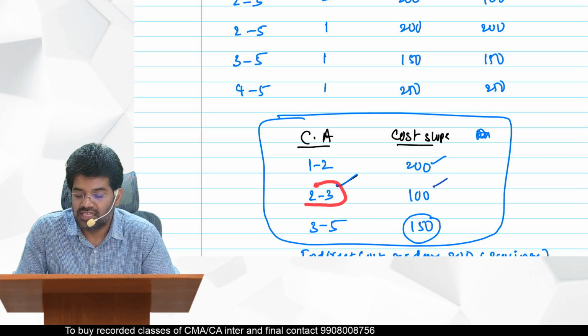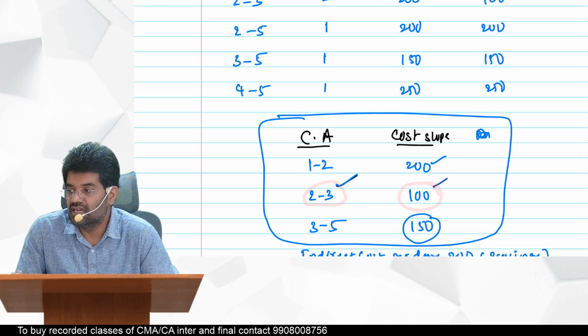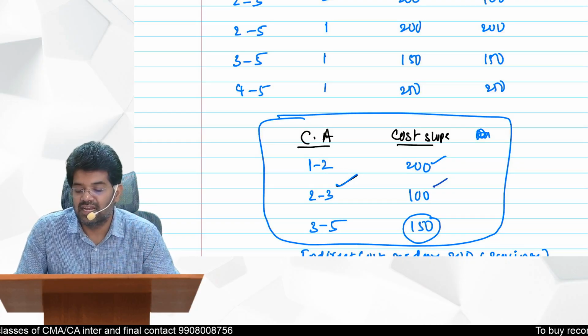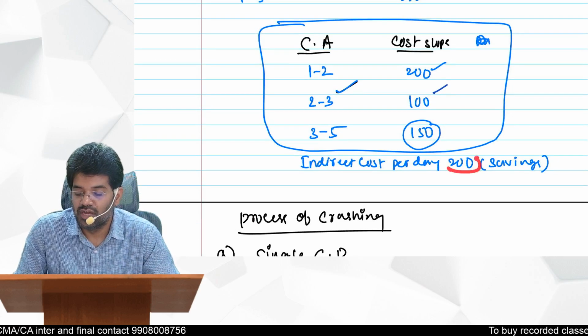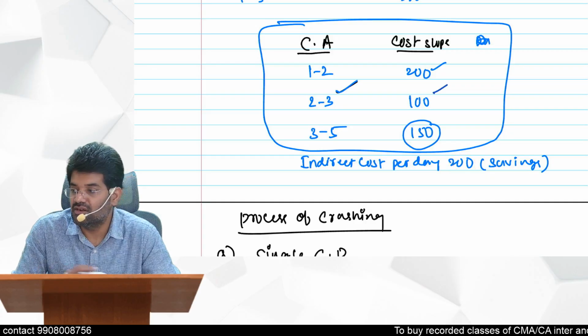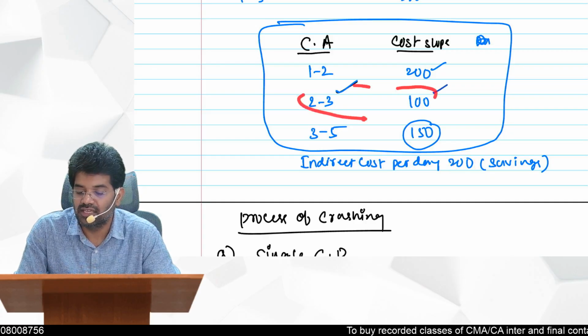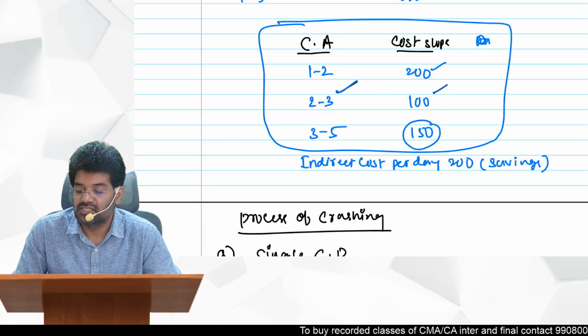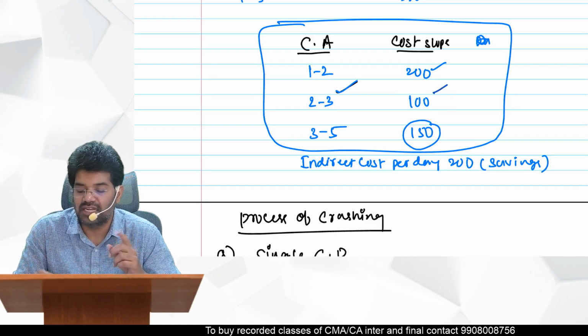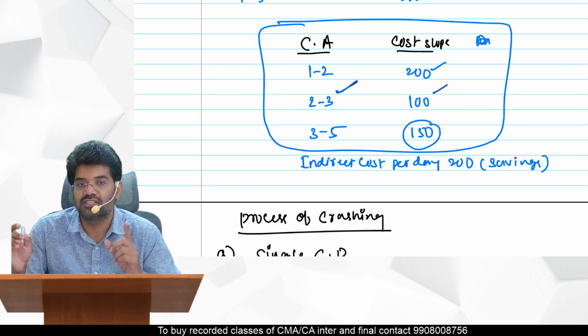So 2 to 3 has the least cost, 100 rupees. And if you save 1 day, what is the indirect cost you are saving? 200 rupees. So is your savings greater than your cost or not, if you select 2 to 3? Yes, your savings 200 is greater than 100. So which one should we crash first? Which activity should we reduce first? 2 to 3 first we should reduce.